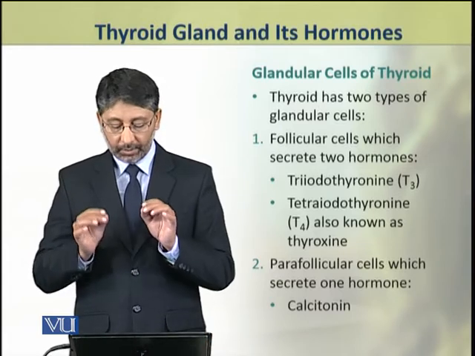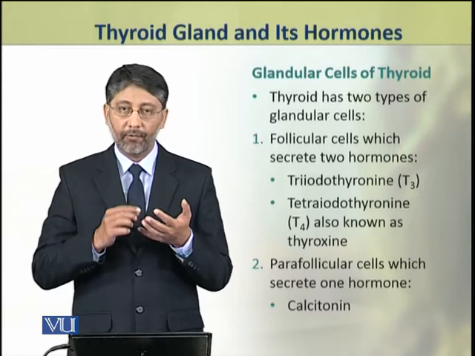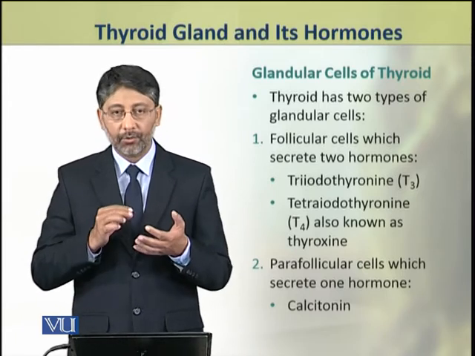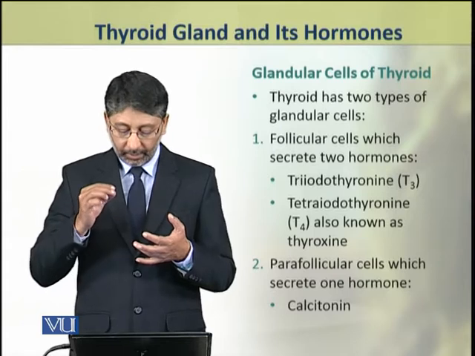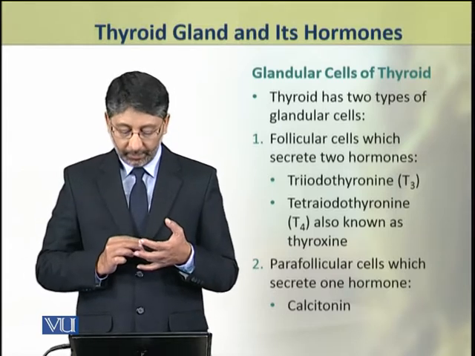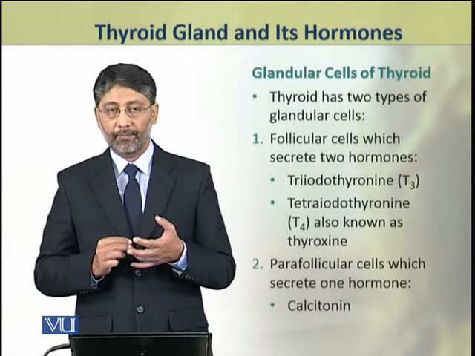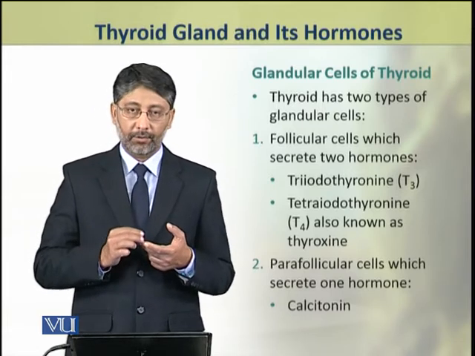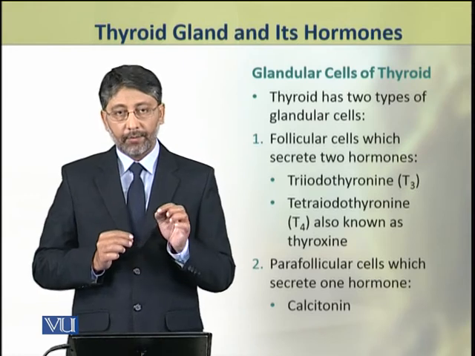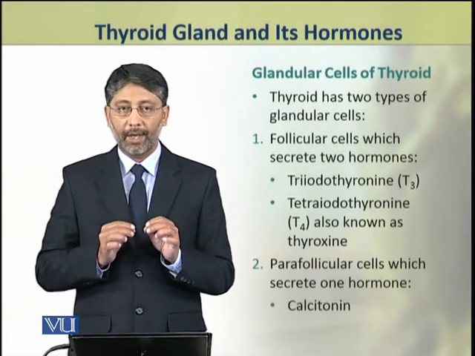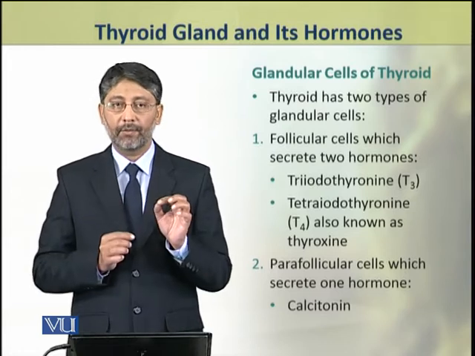There are two types of glandular cells in a thyroid gland. These are follicular cells which secrete two hormones, thyroxine or T4 and triiodothyronine, that is T3. The second type of cells in thyroid gland are parafollicular cells which produce one hormone which is called calcitonin.